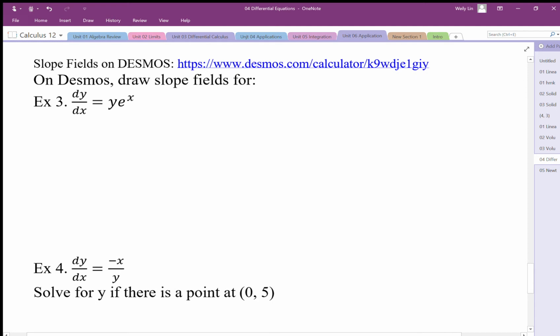So here we can draw on Desmos. I want you to draw the slope field for this, and then I also want you to solve this, because we know how to separate and solve these differential equations. So this is a general solution. I'm going to go dy over y, and separate my x with x dx and my y with dy. Separate, integrate.